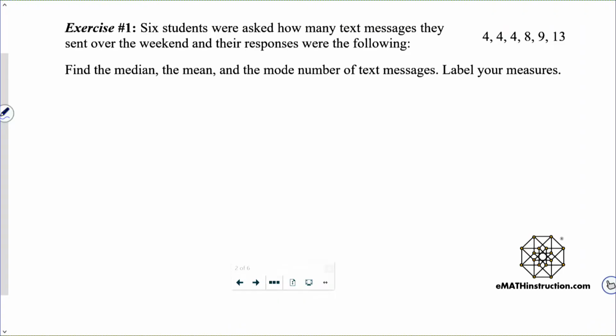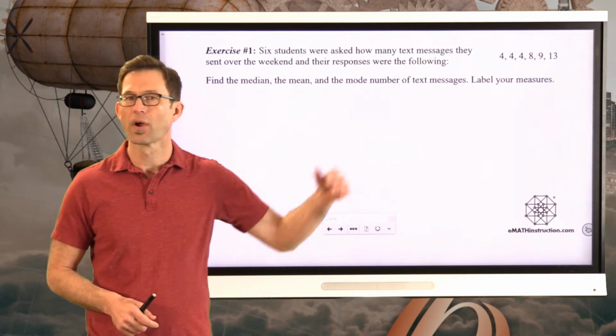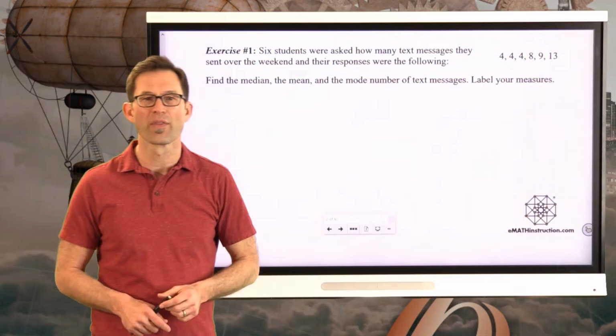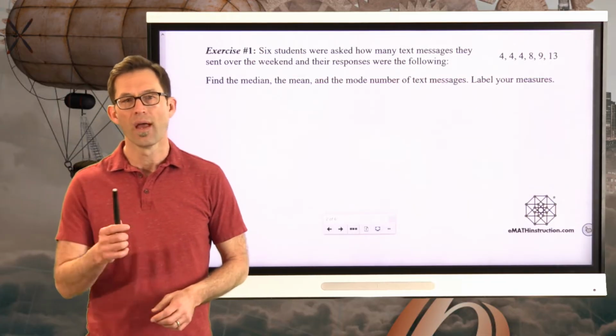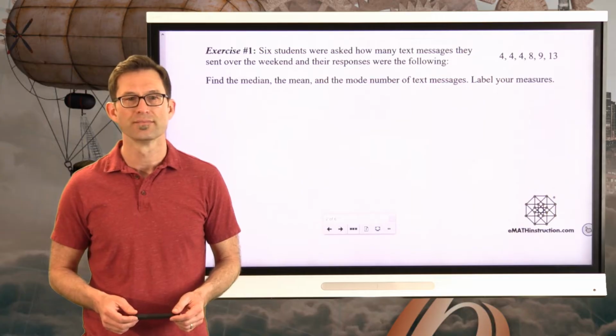Six students were asked how many text messages they sent over the weekend, and their responses were the following: 4, 4, 4, 8, 9, 13. Find the median, the mean, and the mode number of text messages. Label your measures. I'd like you to pause the video right now and figure out the mean, the median, and the mode for that data set. Should be pretty simple, and then we'll revisit and talk about what we got.